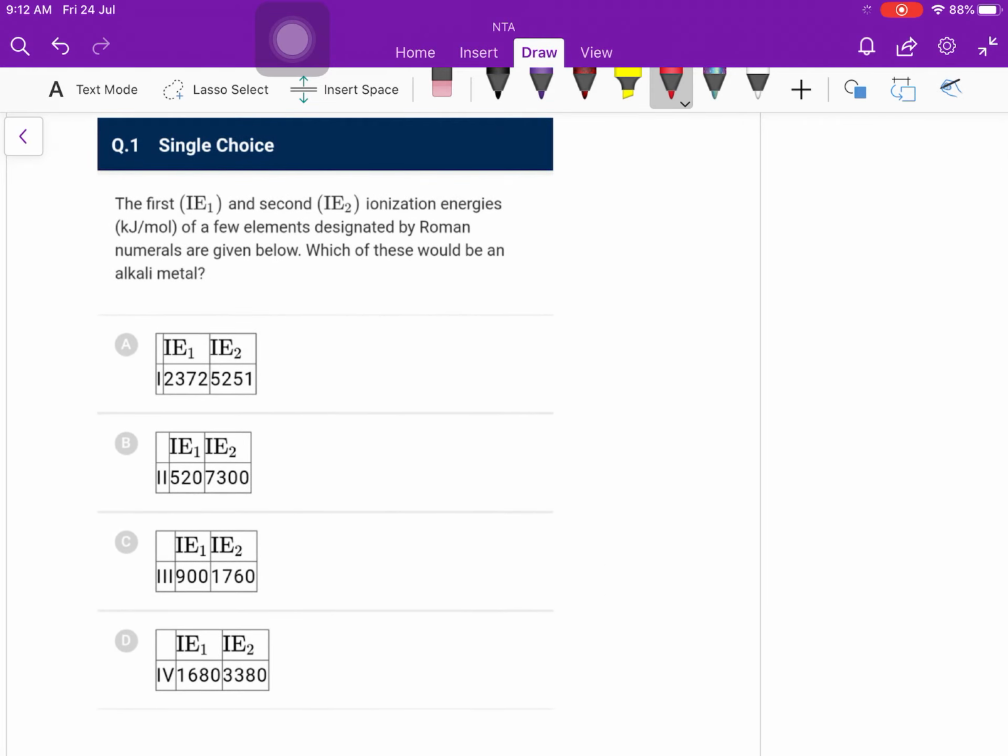So the first question is, the first ionization energy and the second ionization energies of a few elements designated by Roman numerals are given below. Which of these would be an alkali metal? For an alkali metal, the electronic configuration is ns1, after some noble gas configuration. Removing the first electron is easier, but the second electron is removed from the electronic configuration of a noble gas. So the energy required in the second ionization is quite large compared to the first ionization.